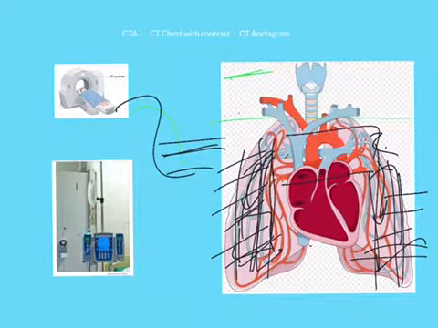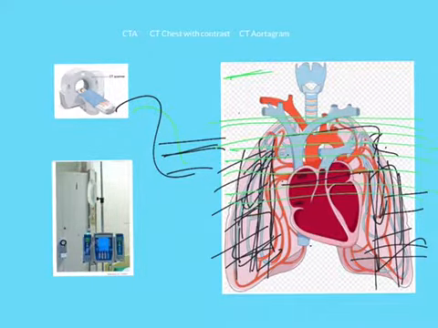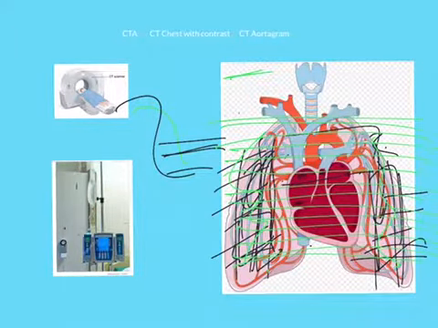So the scan starts, you run your scan through this, and because the contrast is in the lungs, right, but not in the aorta and not in the pulmonary arteries, you highlight the lung parenchyma.